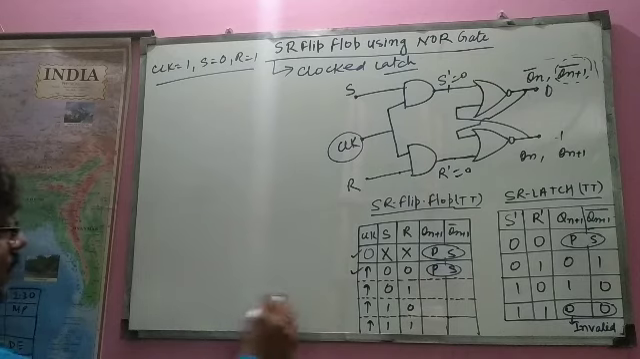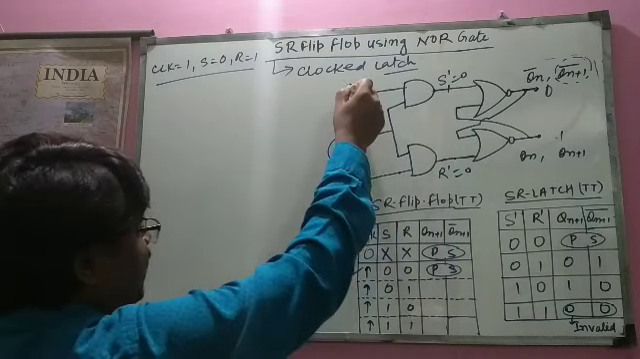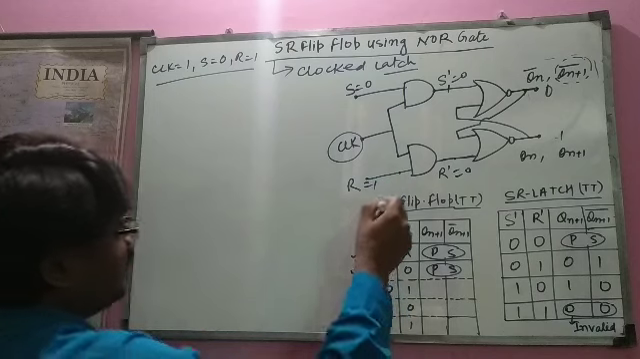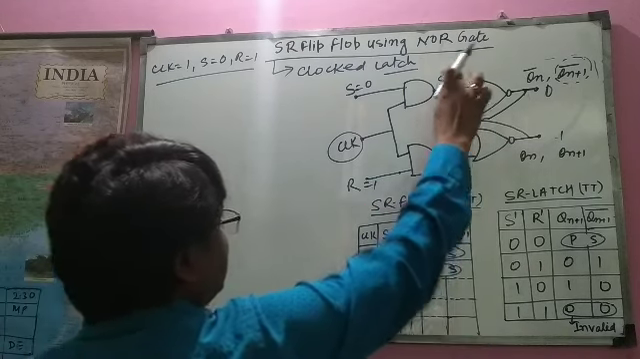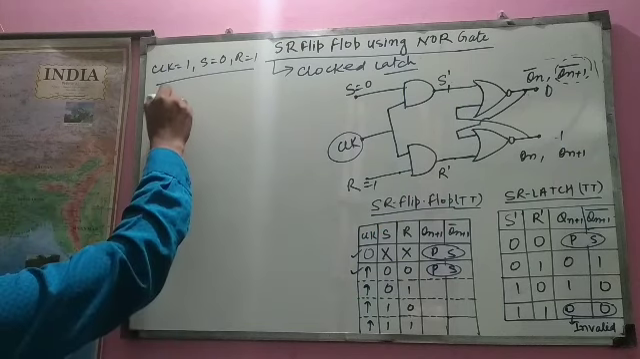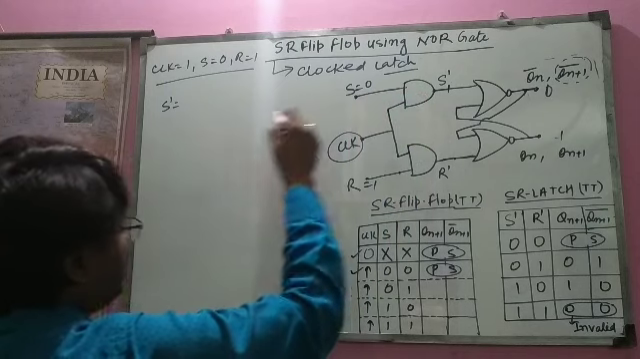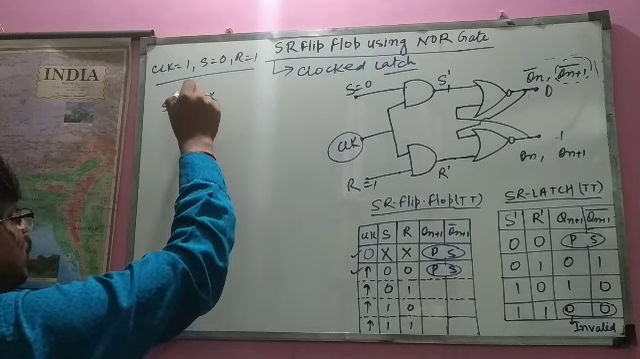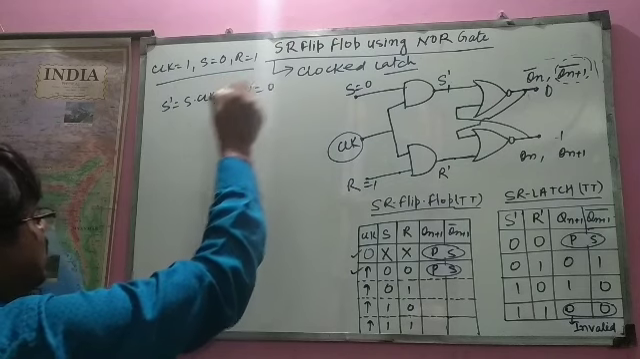So let us see. First of all, calculate the value of S dash and R dash. We have S equal to 0 and R equal to 1. So let us first calculate S dash and R dash. What will be the value? So see, S dash is the AND of this S and clock. So S into clock, multiplication. S is 0 and clock is 1, so it is 0.